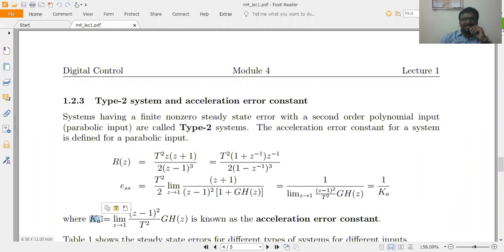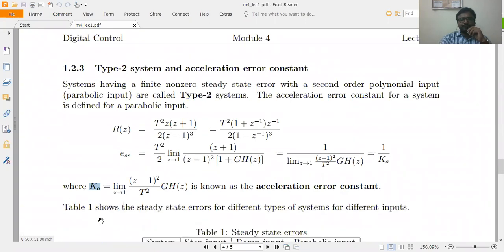So far we have seen the specifications according to the steady state response. That means we have derived an expression for the steady state error for a closed loop transfer function, and after that we have obtained the expressions for the error constants. Those are position error, velocity error, and acceleration error constants.